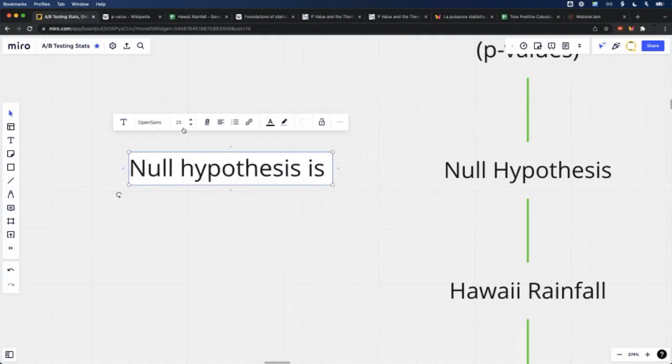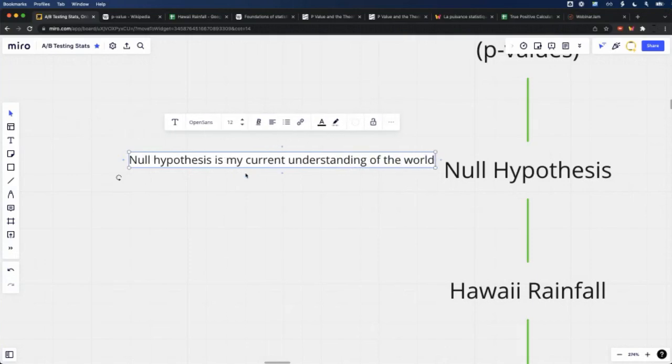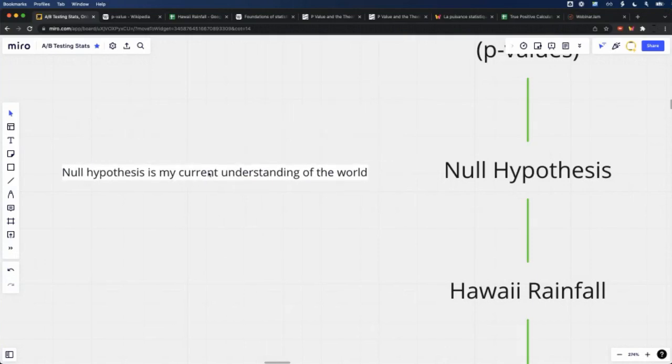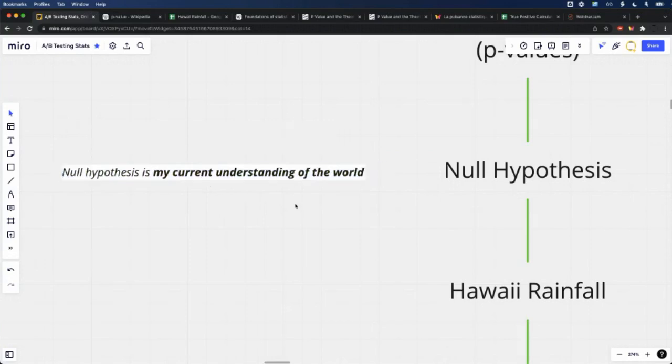The null hypothesis is my current understanding of the world. So what does this mean? What does this mean really? Null hypothesis, my current understanding of the world. What I'm saying is, what is your current understanding of this world?